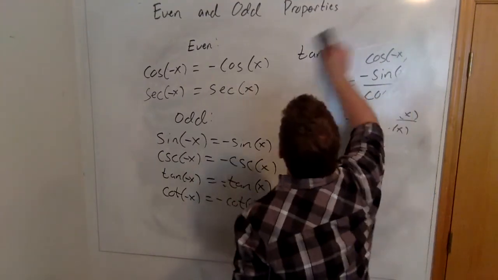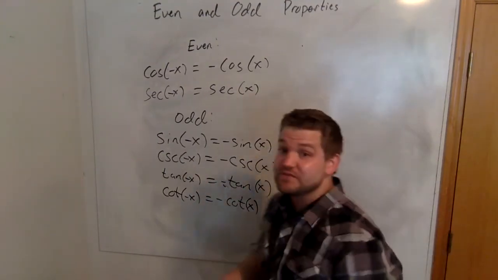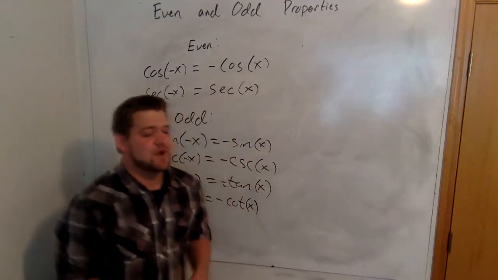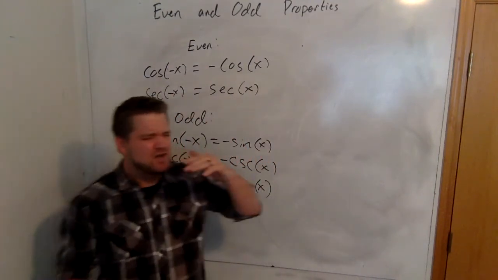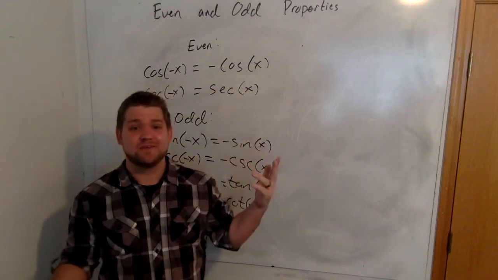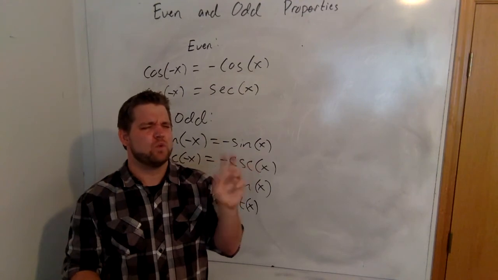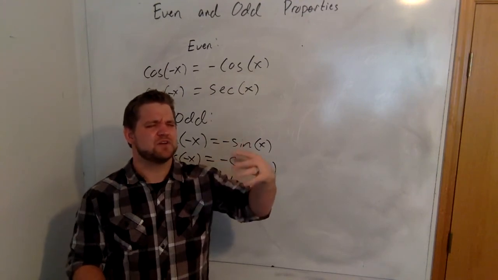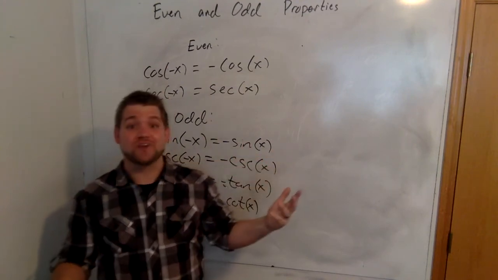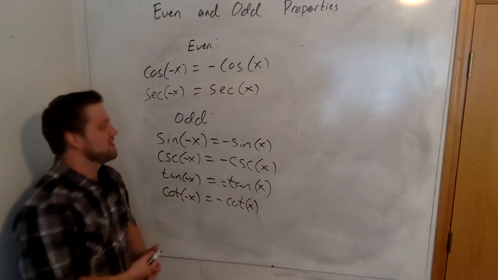Okay, but again, this seems like a long list. But what do I hold on to? I just remember what the graphs of sine and cosine look like, and I think about, is cosine even or odd? Oh, well, if I reflect it over the y-axis, it doesn't do anything. That's an even function. Sine graph. Oh, if I reflect it over the y-axis, it's the same as reflecting it over the x-axis. Oh, it's an odd function. And then I can think about the even and oddness of the other four from there.